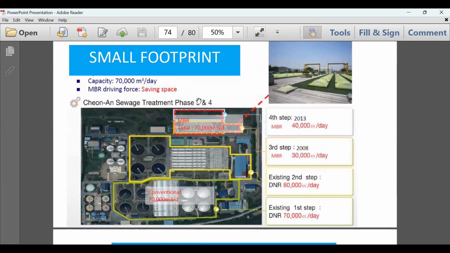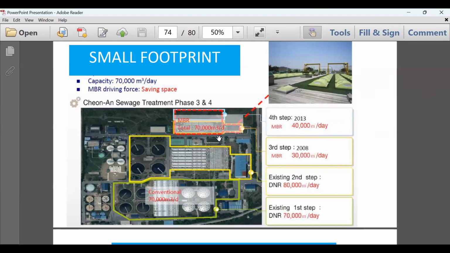This is one city in Korea. In the first and second stages of their STP, they used the conventional activated sludge method for 70,000 cubic meters per day and 80,000 cubic meters per day. Thereafter, in the third and fourth stages, they built MBR treatment plants for a total of 70,000 cubic meters per day.